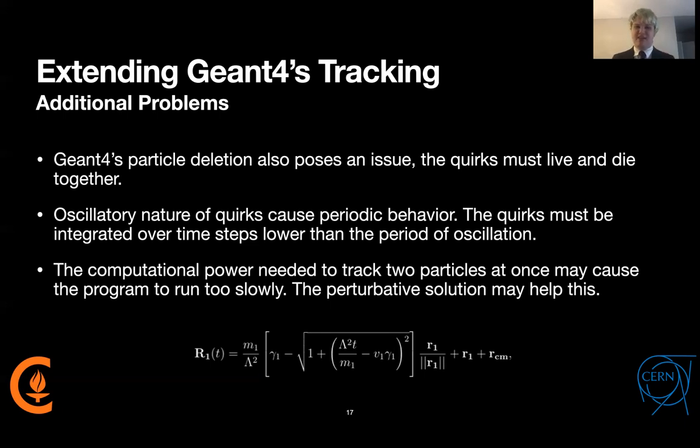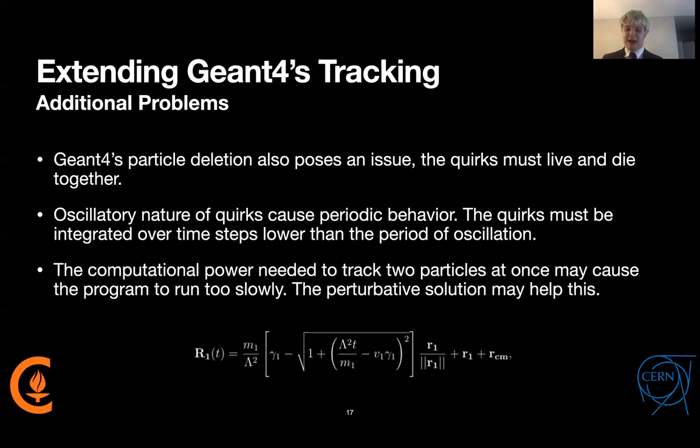Another problem is the oscillatory nature of quirks. If the quirks are integrated over time steps larger than the period of oscillation, the quirks will appear to travel at lower time intervals. This will mess up the equation of motion and desync the quirks. Thus, we must integrate the quirks over time steps lower than the period of oscillation.